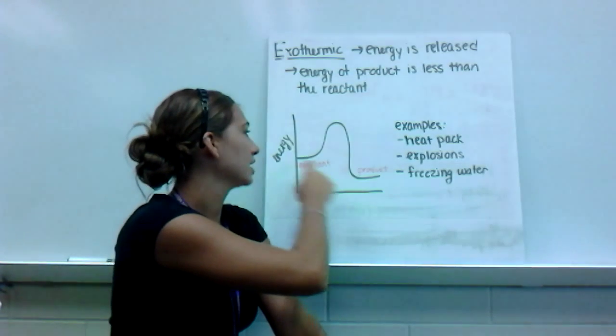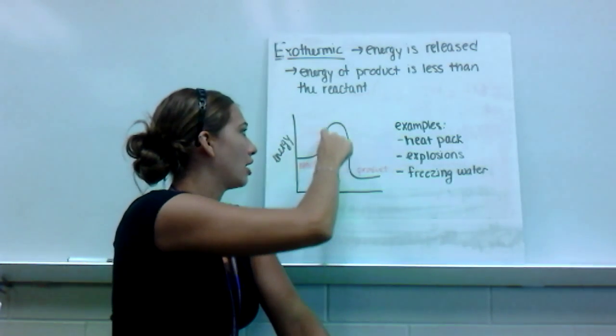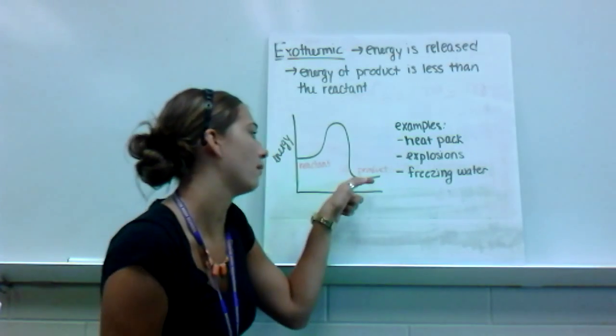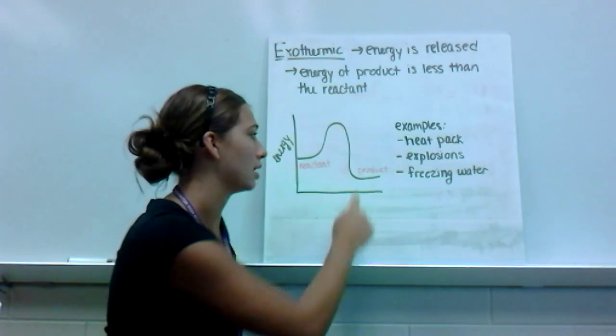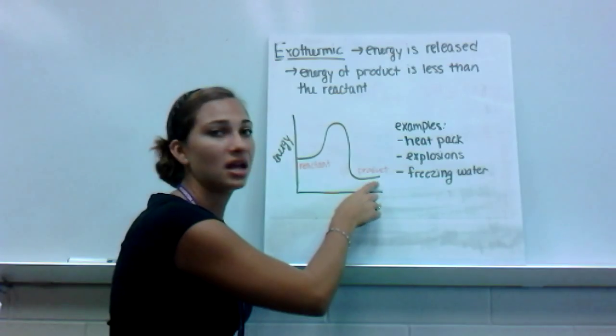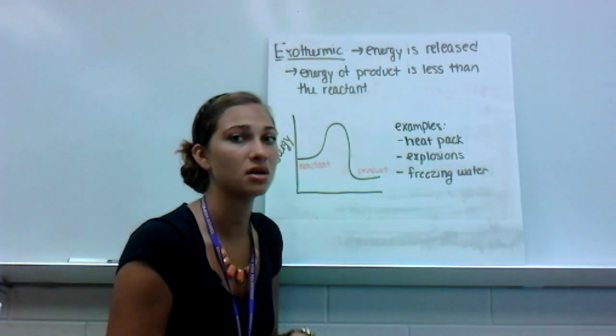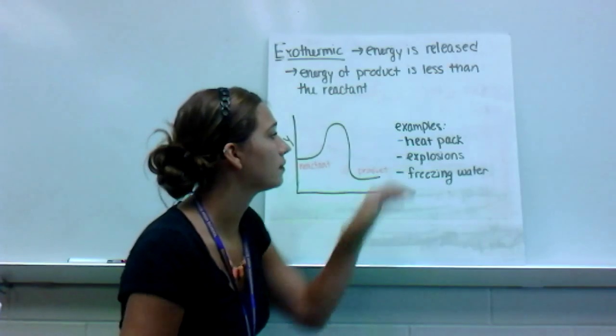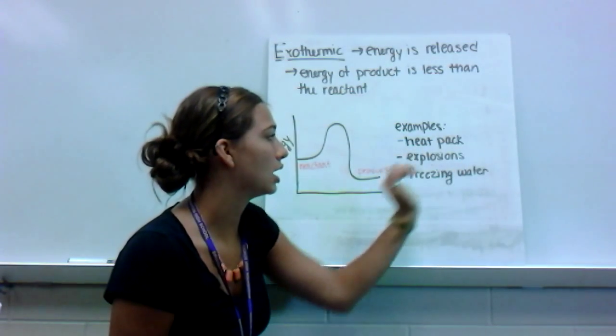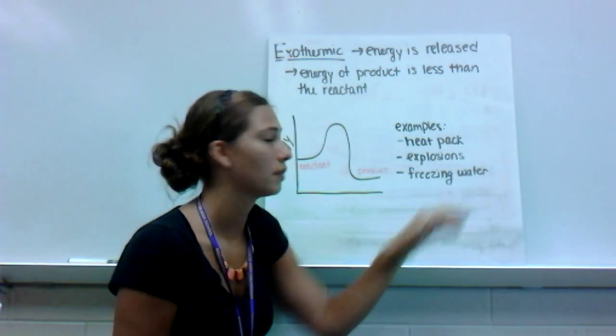So here we see that our reactant is starting up here, then our reaction takes place, and when our product levels out, when it comes to the end of the reaction, we see that it has less energy than our reactant did. Some examples of this are a heat pack, alright? Another is an explosion, another one is freezing water.